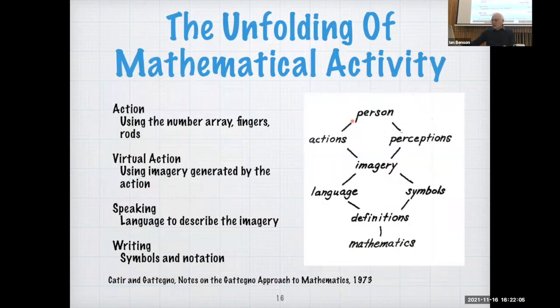The key that unlocks mathematics to Gattegno is this graph he put together of the cycle of the unfolding of mathematical activity. People take action, which is driven by perceptions, which generates imagery, mental imagery. That mental imagery can come from using physical actions or virtual actions, imagery generated by the action. The imagery can then be articulated in language, which can be formal or informal, and it can be captured in symbols. And these come together in definitions, and the definitions communicate the mathematics. So if there's one thing that you take away from this talk, it's this model of the unfolding of mathematical activity.